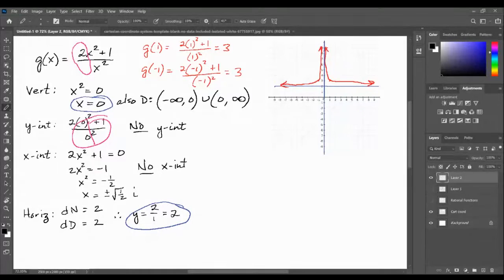We'll do another one. Something I do want to mention is that if a factor of the numerator is a factor of the denominator, then that will create a hole in the graph. And I'll show you what one of those looks like here in a minute, because you can cancel that out and just worry about the rest of it.